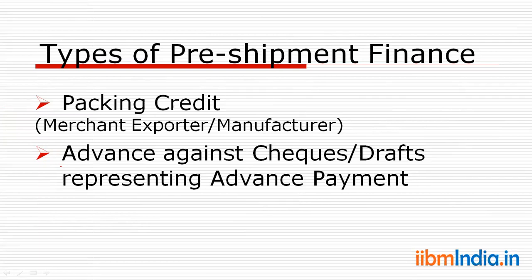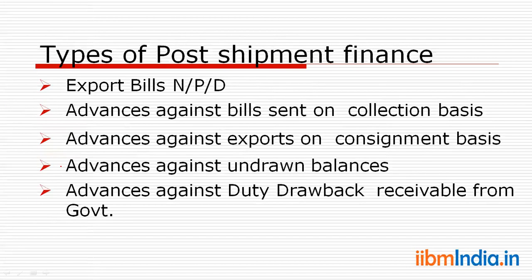Financing can accelerate the payment to the exporter so that payment is received as the goods are sent, typically loaded on the ship. Post-shipment finance can operate in a number of ways: through letter of credit, trade finance, invoice factoring or receivables discounting, selling the invoice or receivable documents. So, types of pre-shipment finance: packing credit, advance against cheques, draft representing advance payment.